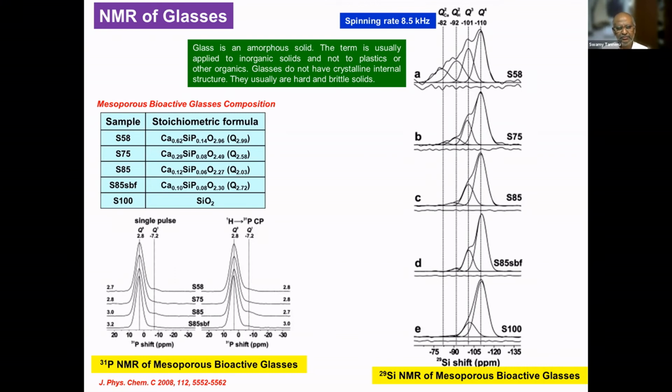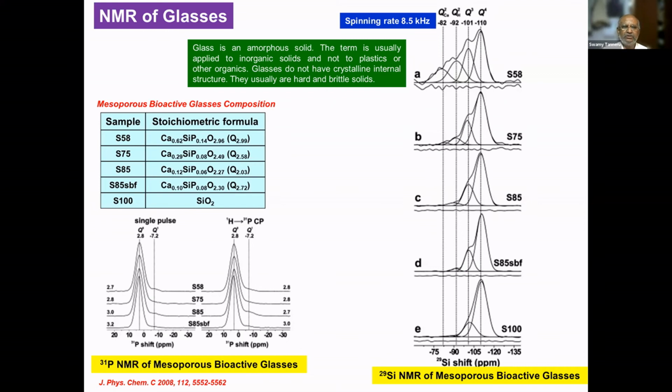Take a mesoporous bioactive glass composition, which I extracted from the reference given here. If you see the stoichiometry, calcium, silicon, phosphorus, and oxygen are present in different stoichiometric ratios. Depending upon the composition, we have Q2 and different Q sites, and that information is also possible. Using solid-state NMR, calcium NMR is possible, silicon NMR is possible, phosphorus NMR is possible, and oxygen NMR is all possible. But oxygen and calcium NMR are more difficult compared to silicon and phosphorus NMR. Silicon is a spin one-half nucleus, and phosphorus is also spin one-half, while oxygen and calcium are a little difficult.